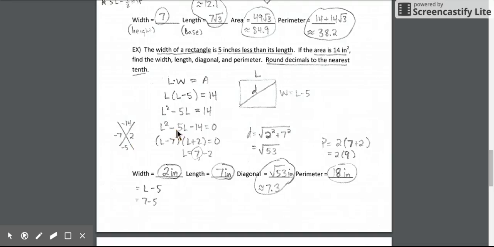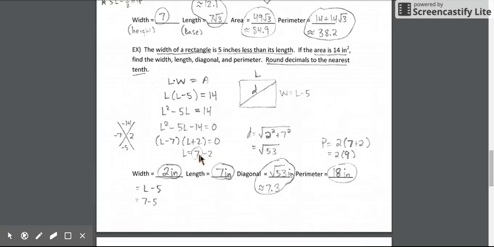If we're factoring to solve, we need to find factors of negative 14 that add up to negative 5. We could find factors of like negative 7 and 2 that do that. And then we could write those in our binomials and find the zeros of each of our binomials. So L minus 7, what makes that 0? Well, just positive 7. L plus 2 equals 0, what makes that 0? Well, the opposite would be negative 2.